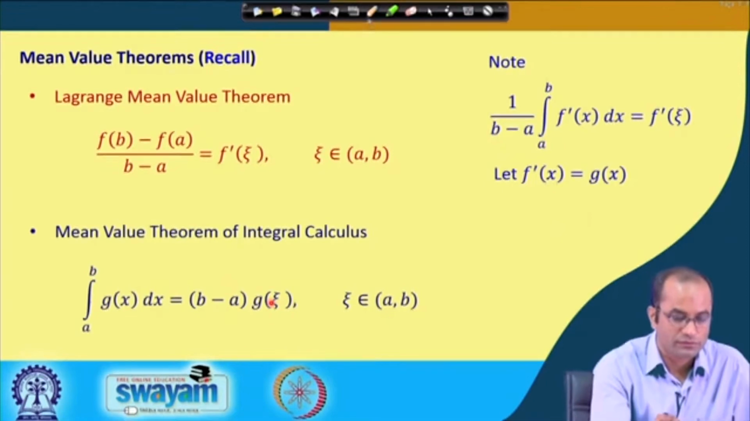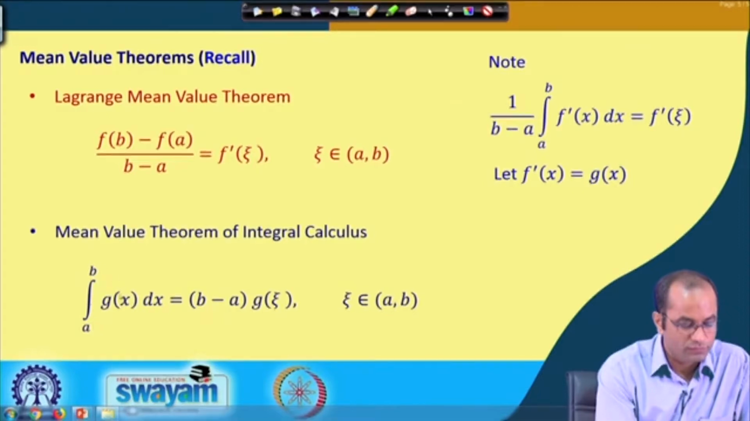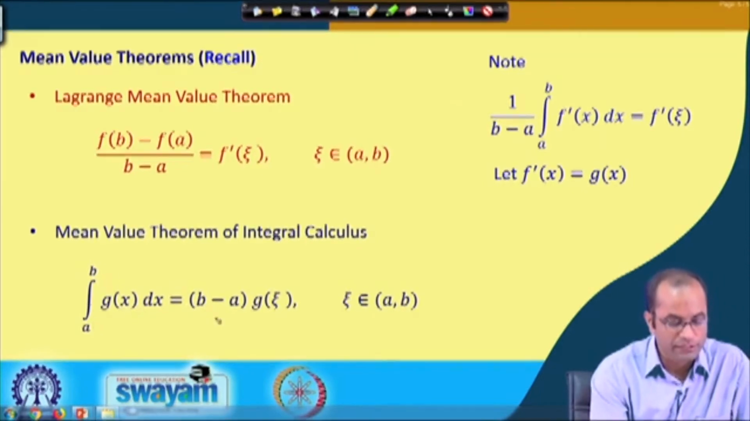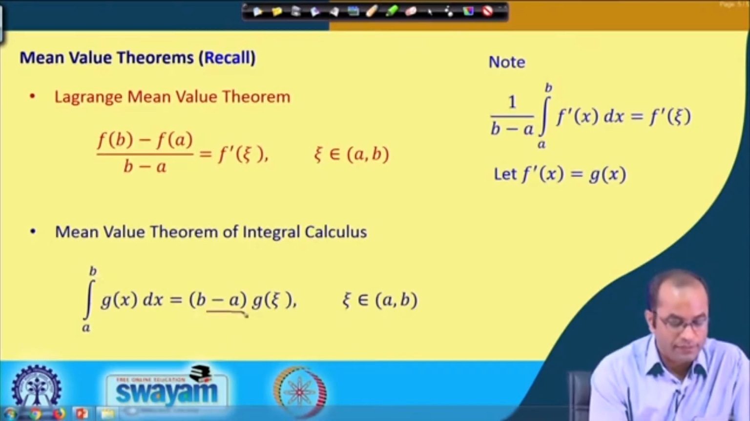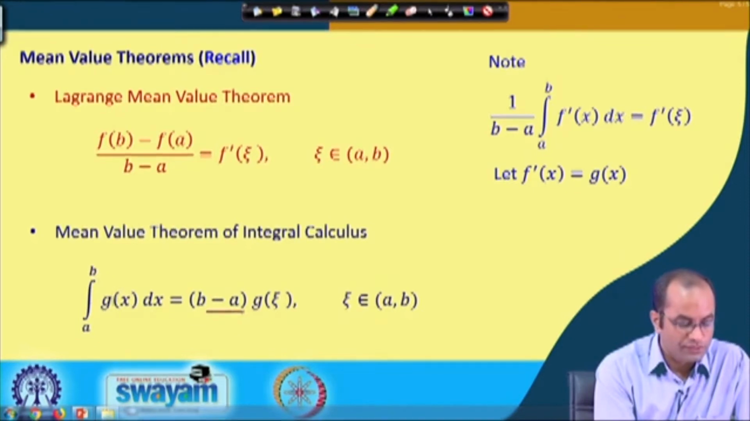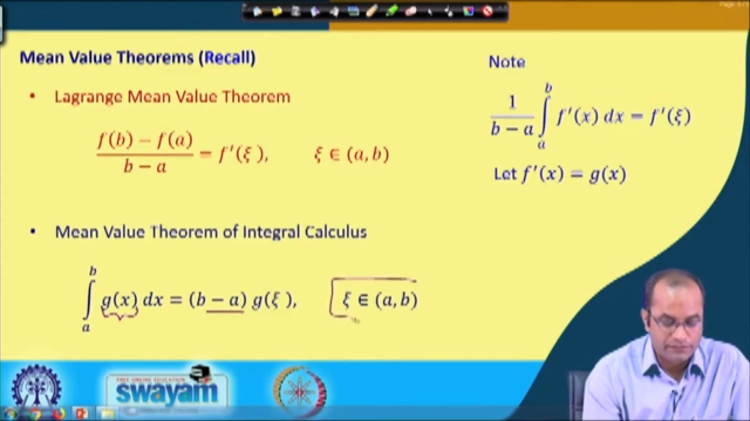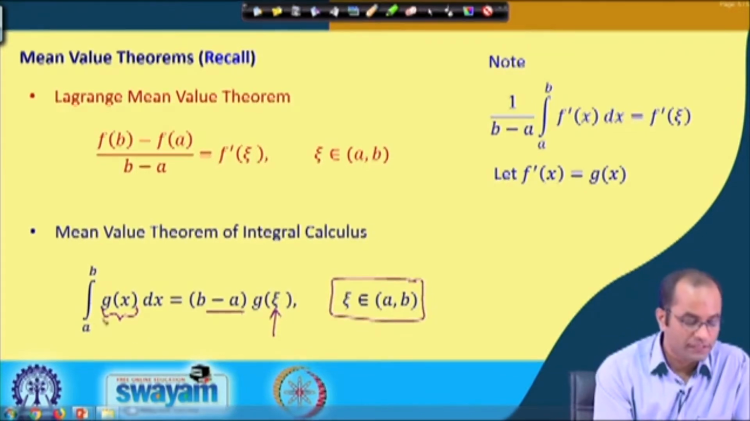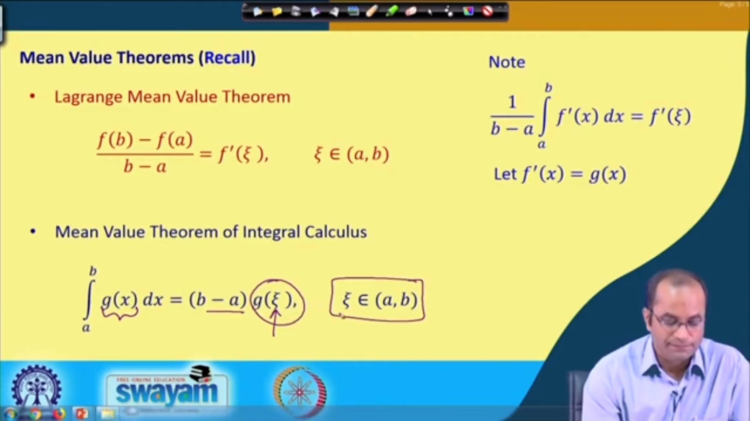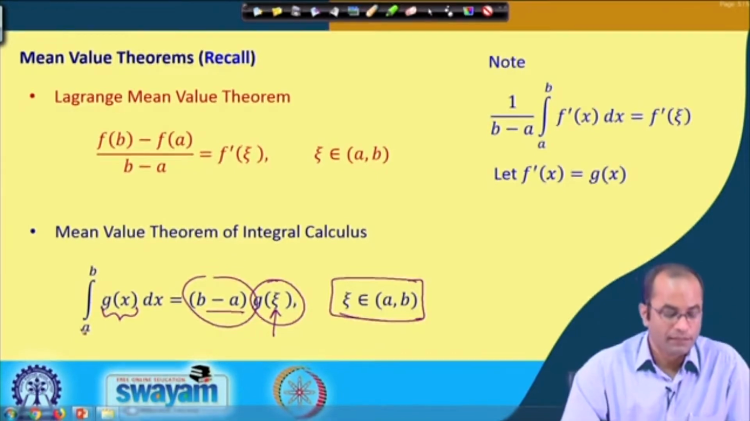So, what does that mean here? If you want to integrate g(x) dx from a to b, this will be equal to the difference of the limits, b minus a, and then g of xi. So the integrand g is taken at some point in the interval a to b. We do not know exactly where this point is, but this mean value theorem says that this integral will be equal to g at some point in the interval, multiplied by the difference of the limits b minus a.